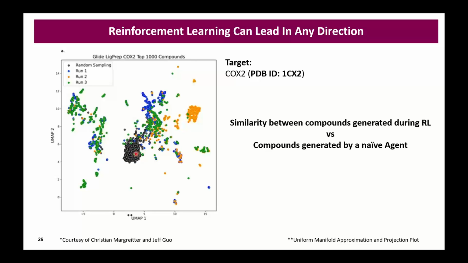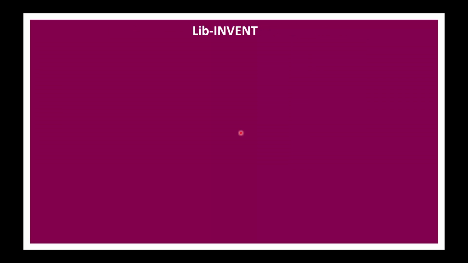Then after we subject this generative model to reinforcement learning, you can see there are 3 different runs, but with the same scoring function. And from 3 runs with the same scoring function, we can see that we generate quite different populations of compounds. So even one run compared with another can lead in a different direction. It really depends on how you set up your scoring function objectives.